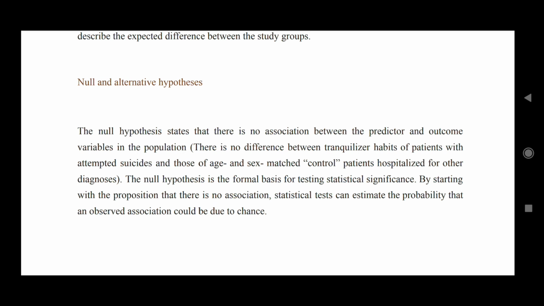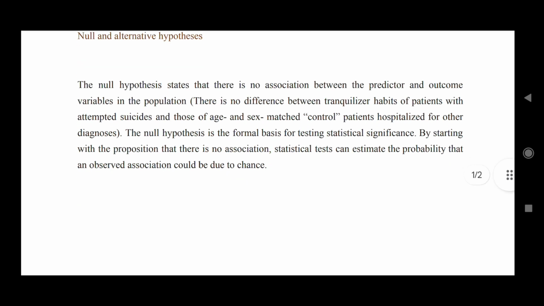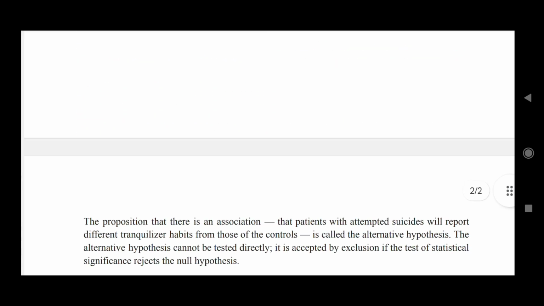The null hypothesis is the formal basis for testing statistical significance. By starting with the proposition that there is no association, a statistical test can estimate the probability that an observed association could be due to chance. So in case of null hypothesis, we assume that there is no relation between the variables of interest. If there is any association by chance, it would be reflected in the alternative hypothesis.